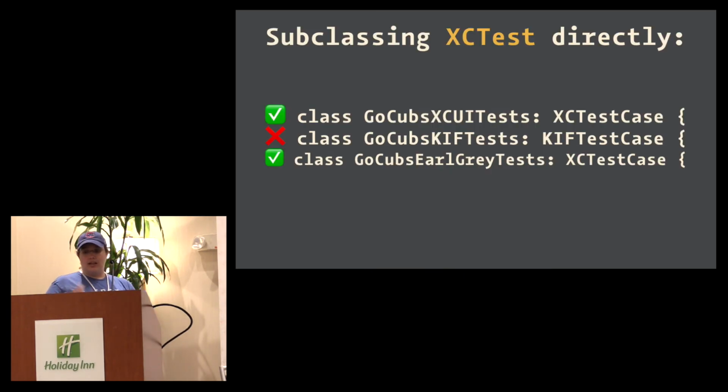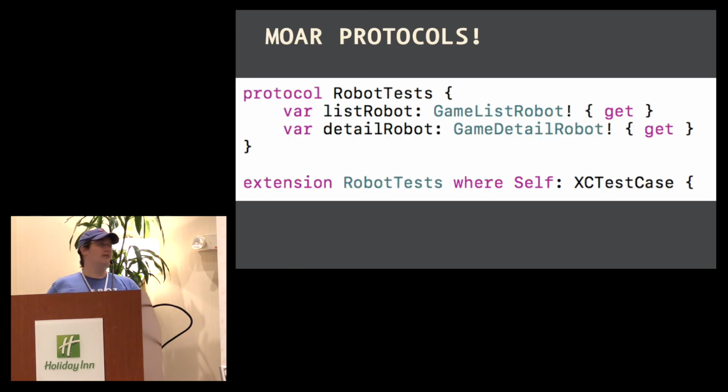In this case, XCUI test and EarlGrey test both subclass XCTestCase directly. KIF uses an indirect subclass to set up everything that it needs to actually perform the tests. So all three of these tests could not extend the same superclass. Fortunately, since KIF test case extends XCTestCase, I could consolidate the test code by using, you guessed it, MOAR protocols. I'm pretty sure Krusty would be very proud of this solution.